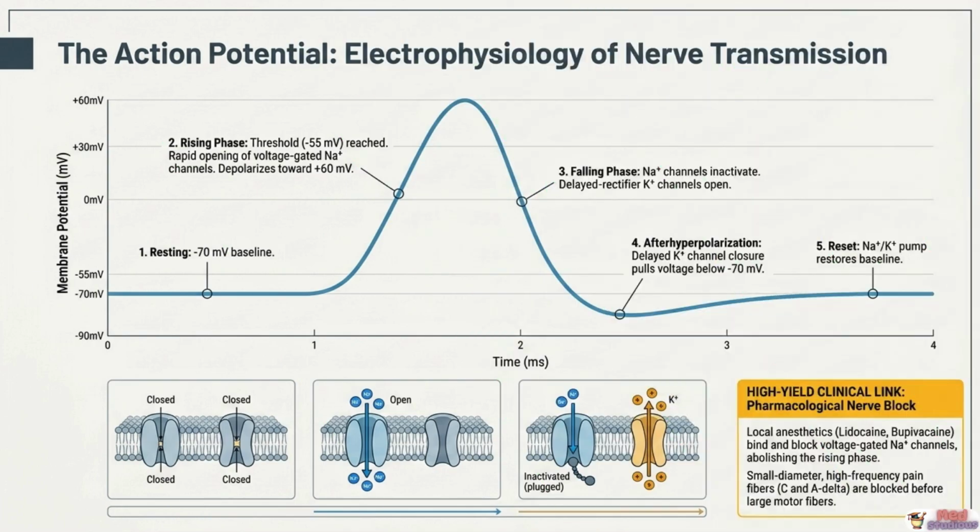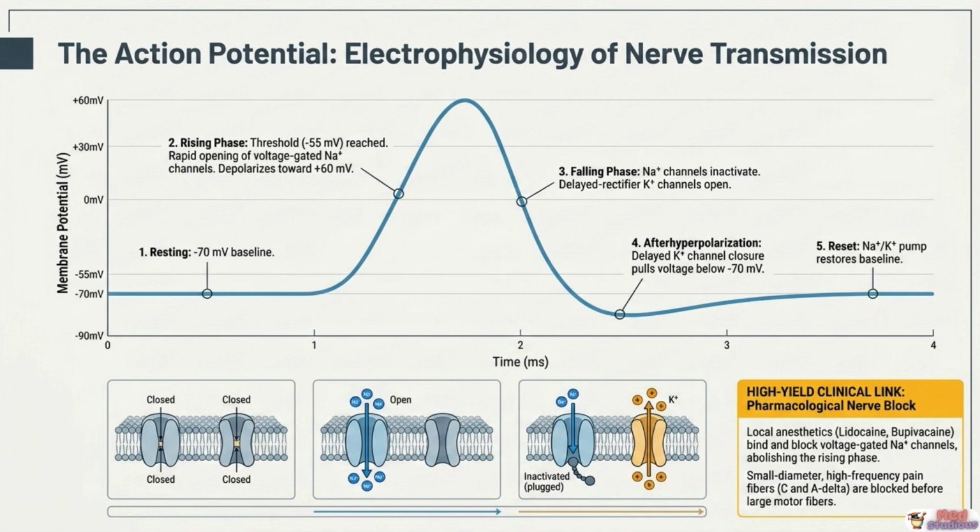Building directly on the resting potential is the action potential, a self-propagating reversal of membrane voltage that allows neurons and muscle fibers to communicate instantly. This all-or-nothing phenomenon occurs in distinct, tightly regulated phases. At rest, the membrane sits comfortably at minus 70 millivolts. When a graded stimulus depolarizes the cell to a threshold of approximately minus 55 millivolts, voltage-gated sodium channels burst open.